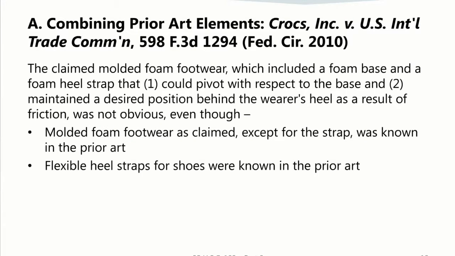Another example of rationale A is Crocs Incorporated versus U.S. International Trade Commission. The claim was directed to a foam footwear which has a foam base and foam heel strap that could pivot and yet maintain a desired position behind the user's heel as a result of friction. This was held to be non-obvious even though molded foam footwear, except for the strap, and a flexible heel strap were known in the prior art.